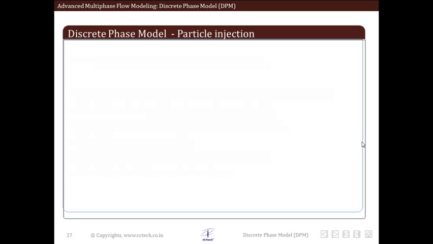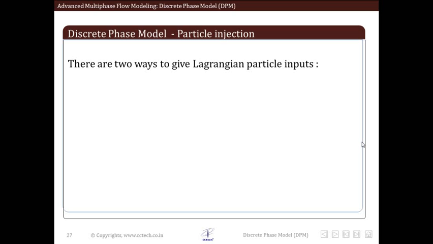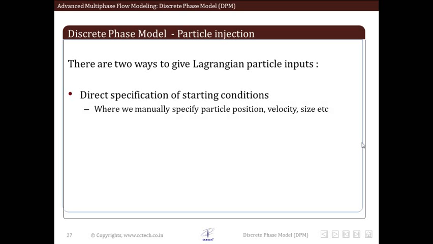Now let us see how these injections are given. There are two ways in which we can specify Lagrangian particle injections. Direct specification of starting conditions, that is, we directly indicate the starting conditions of the particle that is coming into the domain. We manually specify the particle positions, velocity, size, mass flow rate, etc. That is, we directly give the inputs and those values are used in order to define the particle injections or initial conditions. Second option is automated computation of starting conditions. This is suitable for standard equipments like atomizers and other standard injection equipments.